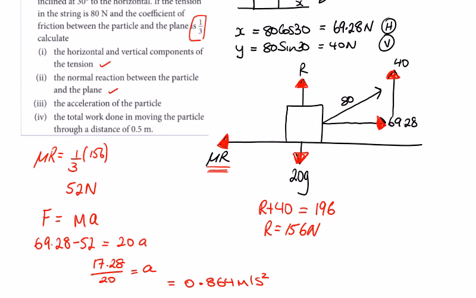The total work done in moving the particle through a distance of 0.5 meters. So work is equal to this driving force, this constant tractive effort, 69.28, times the distance. So your F times d, 69.28 times 0.5, and dividing by 2, I'm going to get 34.64, and work is in joules.